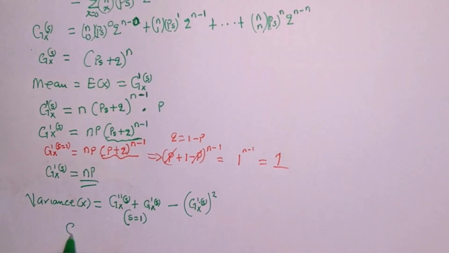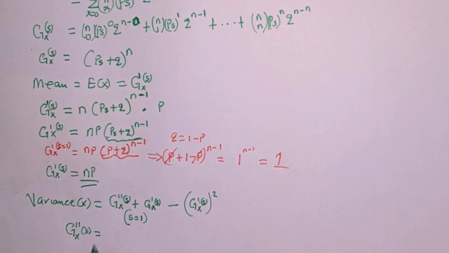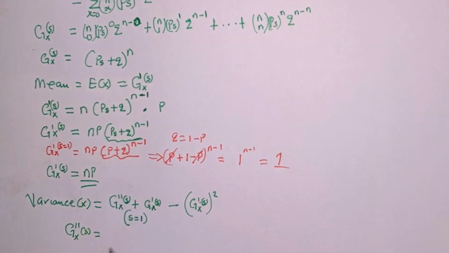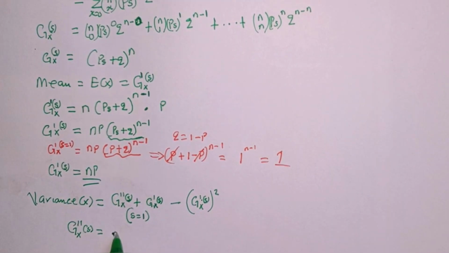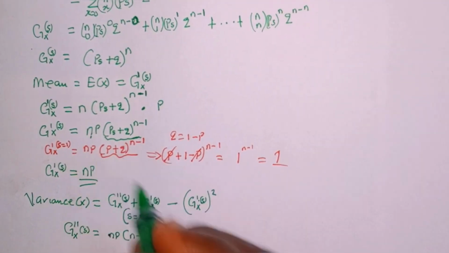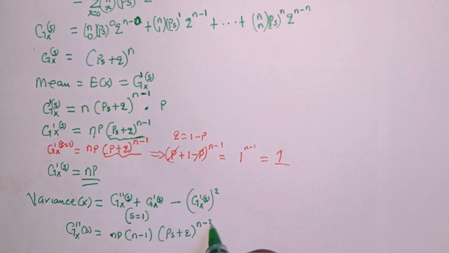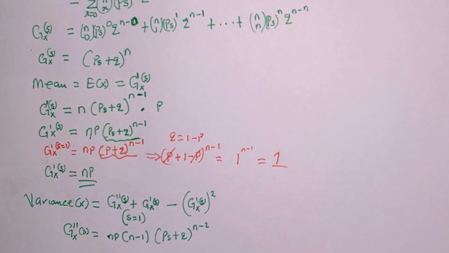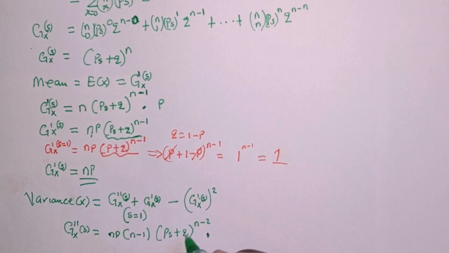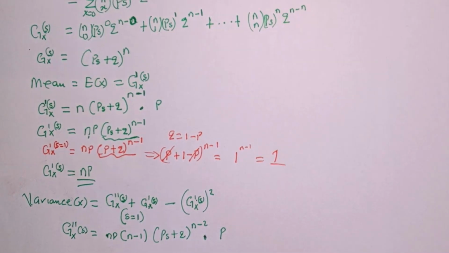Now we're going to look at the generating function second derivative of x at s, which is equal to what? To get the second derivative, we're going to differentiate this again. If you differentiate, we have np into n minus 1, multiplied by the bracket ps plus q, raised to the power of n minus 2. When you take minus 1 away, it is minus 2. Then multiply by the derivative of the inside bracket because we are differentiating with respect to s. The derivative of ps is p.